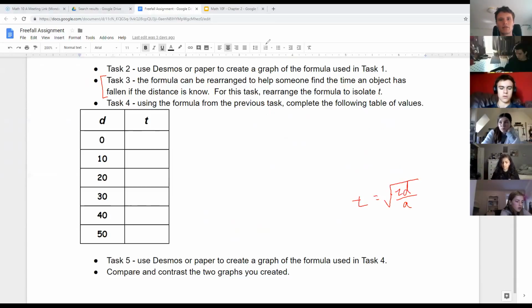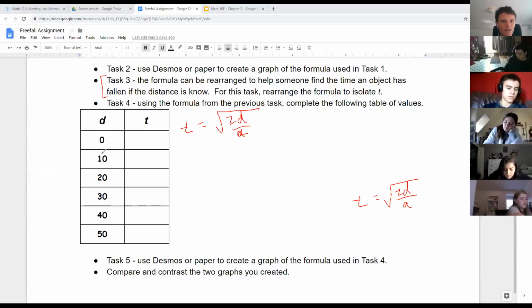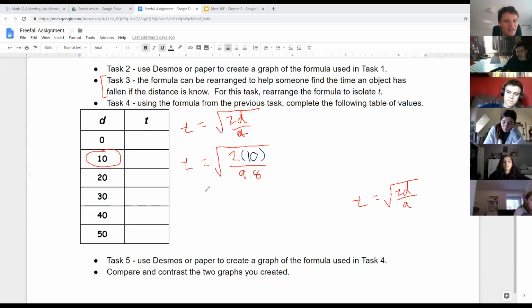So we will write this here: T equals square root of 2d over a. That's a d and that's an a. So let's say we're trying this one here, a distance of 10. We want to find out what the time is. We're going to plug in our value of 10: 2 times 10 divided by, and then we know what a is as well, it's 9.8. So this is 20 divided by 9.8. I don't know what that is. Can anyone calculate that? Does anyone have a calculator handy?